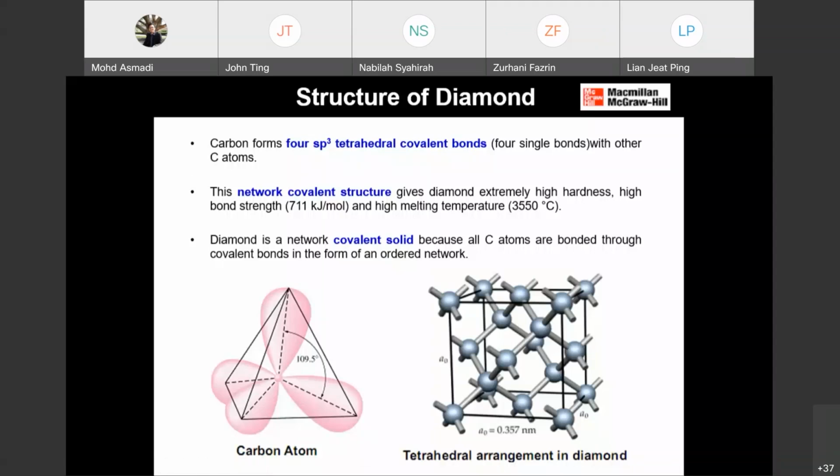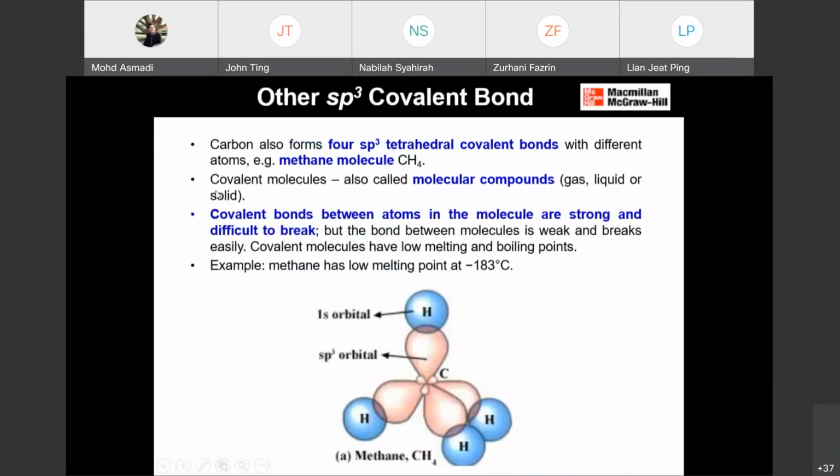Okay. So for other sp3 covalent molecules, if you look here, this one is CH4. This one is also a tetrahedral shape. Methane molecules are strong and difficult to break, yet methane has a low melting point at negative 180 degrees C. The covalent bond within the molecules is strong and difficult to break, but the bond between molecules is weak and breaks easily. Covalent molecules have a low melting point and boiling point.